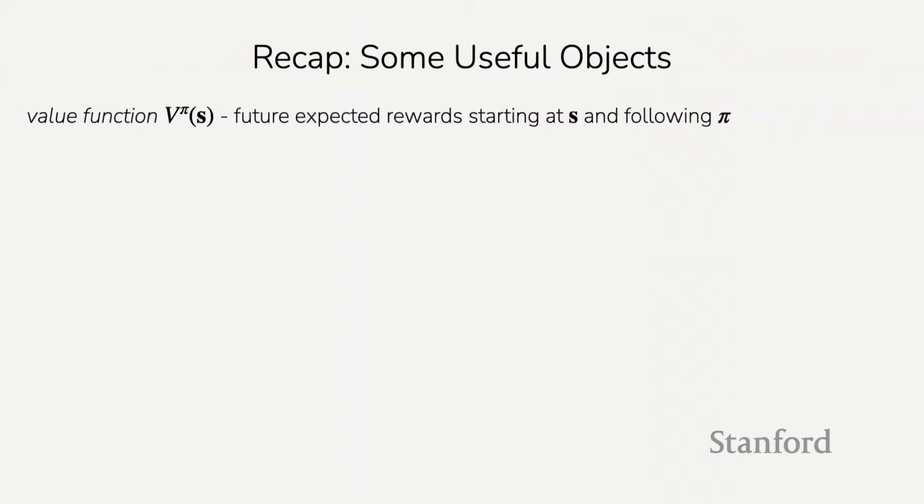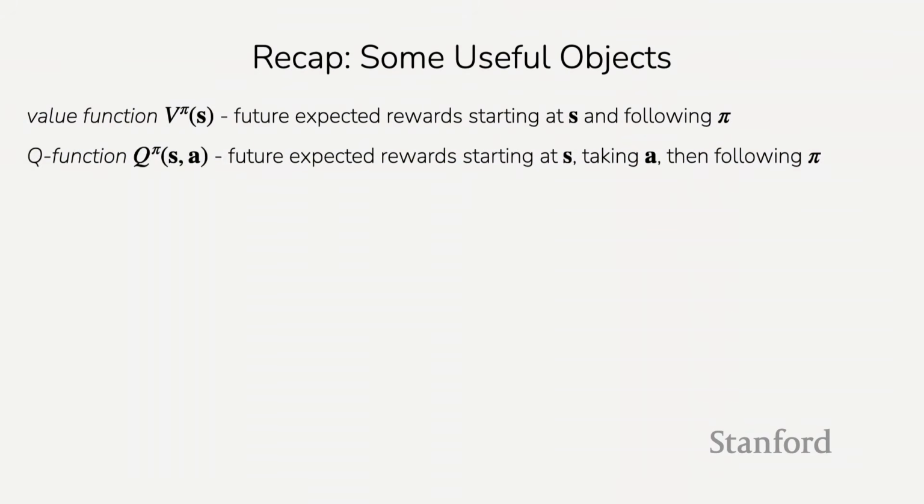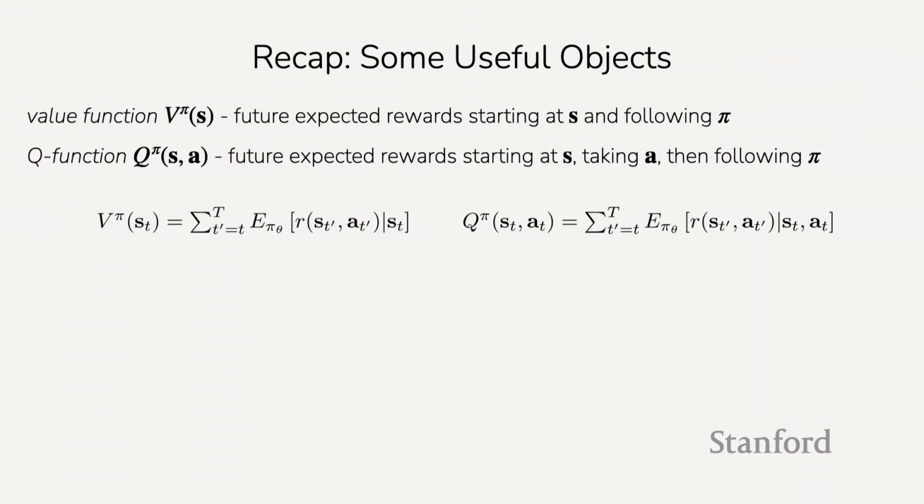So as a recap for the last couple lectures, we talked a lot about value functions and Q functions. We'll talk about them more today. As a reminder, value functions and Q functions represent our sum of future expected rewards, starting at some state. Value functions are future expected rewards starting at a state and following a policy. And the Q function is if you start at the state, take an action, and then follow the policy. So you can write these down mathematically as expected future rewards.